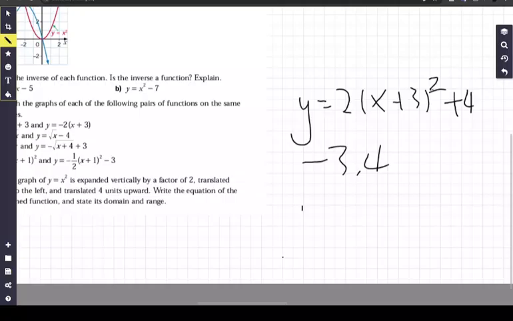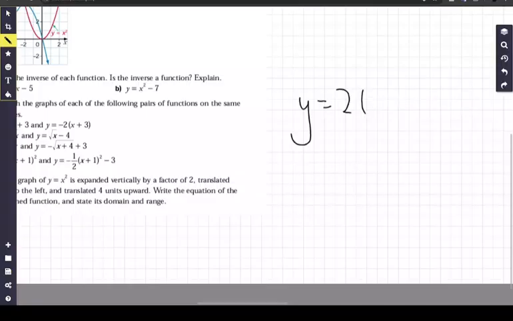-3 and 4. So it'll be somewhere here. So our domain would be x equals a real number. Our range is going to be y such that y is greater than or equal to 4. Y is a list of real numbers. So that is that. Finally, we're going to move on to my personal favorite parts.